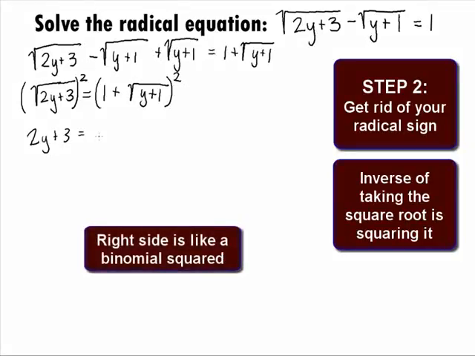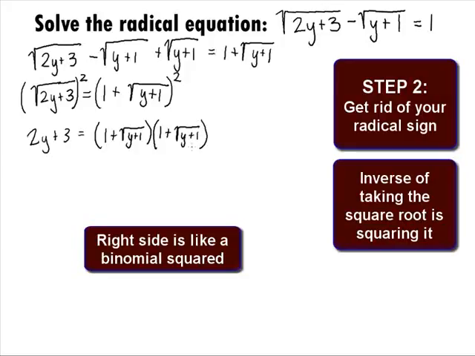Now we need to be careful. The right side is like a binomial squared, which in general simplifies to be a plus b quantity squared equals a squared plus 2ab plus b squared. It is real tempting to say that the right side will be 1 plus y plus 1, but let's expand that out. We can rewrite it as 1 plus the square root of y plus 1 times 1 plus the square root of y plus 1.